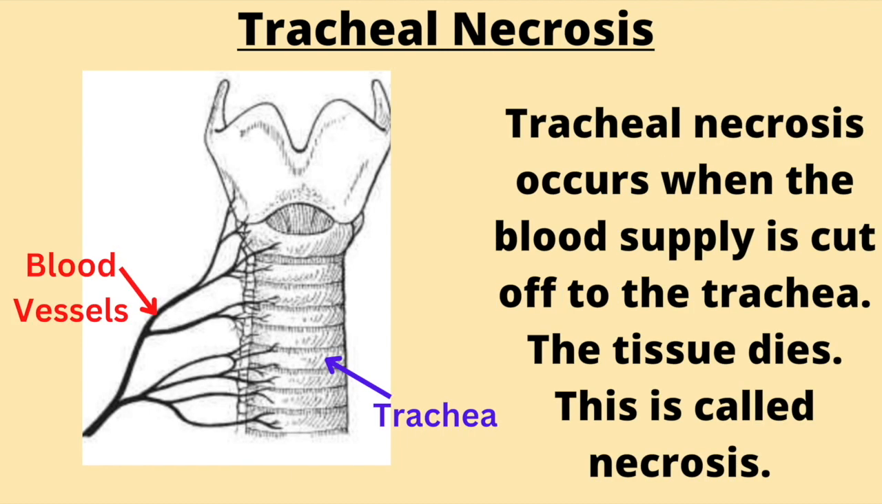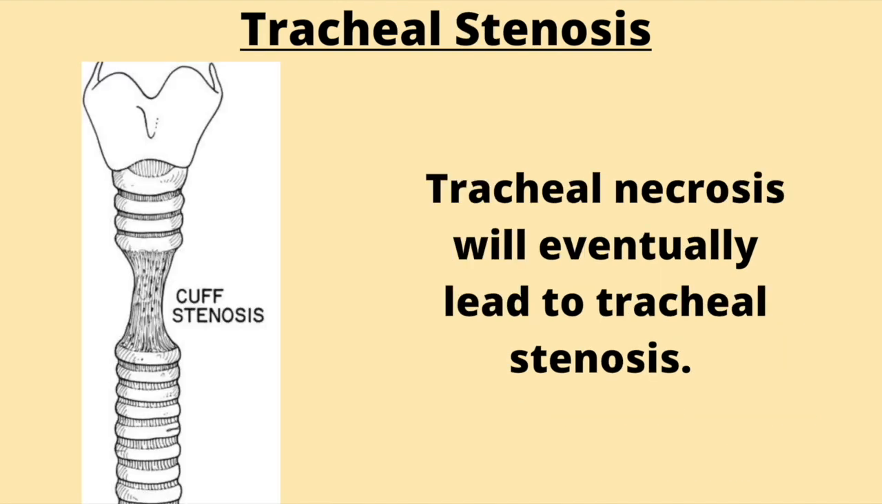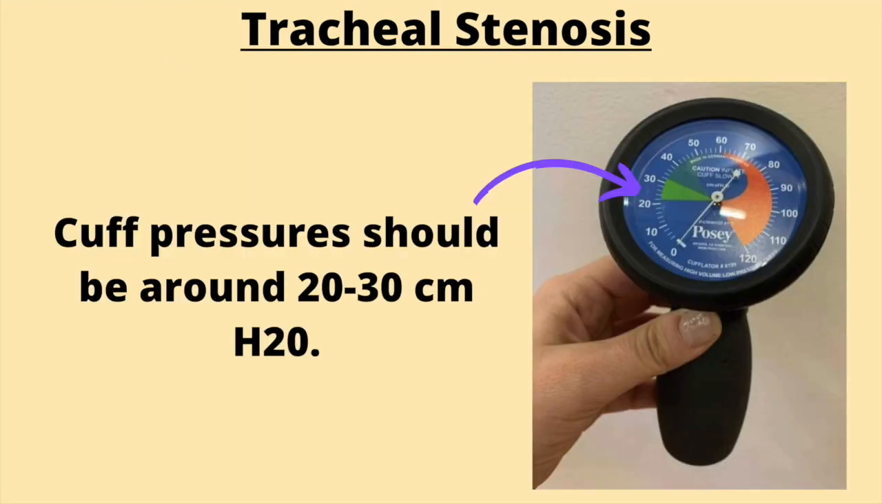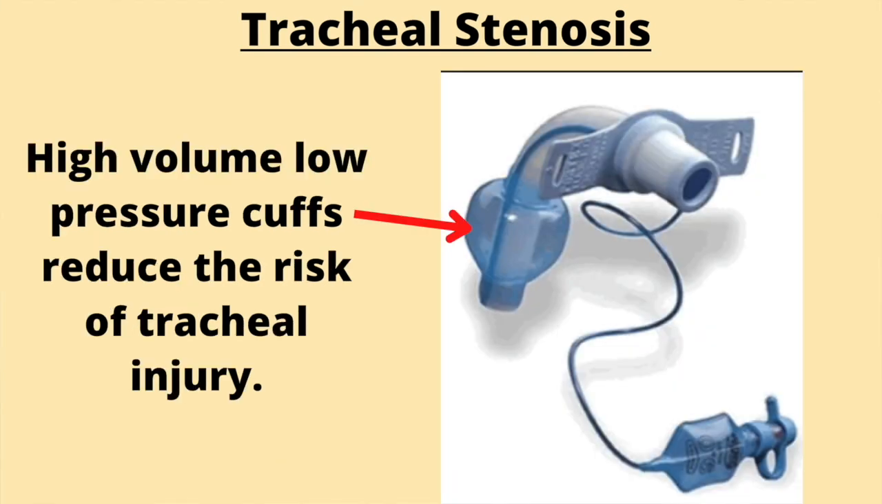Tracheal necrosis occurs when the blood supply is cut off to the tissue in the trachea. The tissue dies. This is called necrosis. This will eventually lead to tracheal stenosis. Cuff pressure should be around 20 to 30 centimeters of water. High volume, low pressure cuffs are also more likely to reduce the risk of tracheal wall injury.